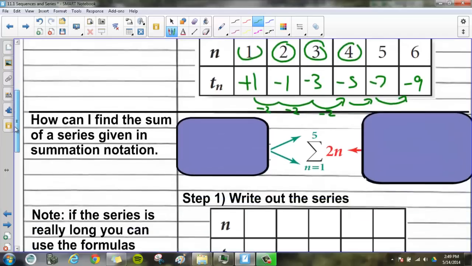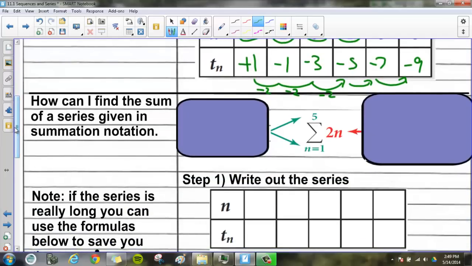In the next section, I'm going to show you how to find the sum of a series given a summation. Summation notation is right here. We'll talk about that in the next video.